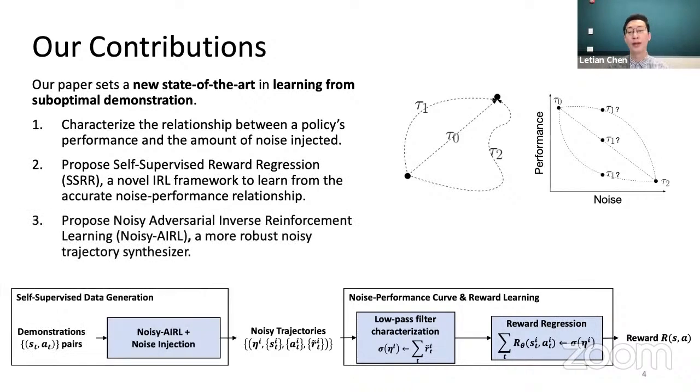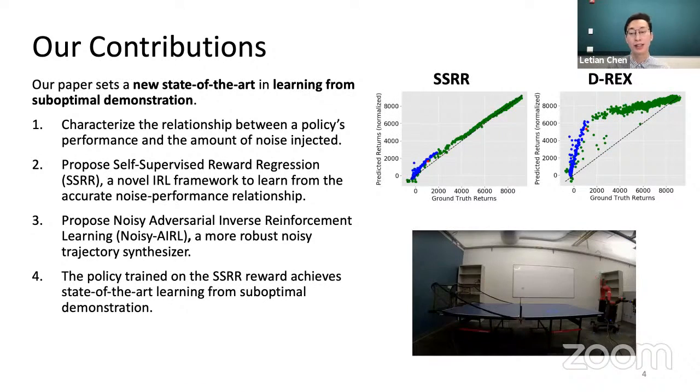We further propose a more robust noisy trajectory synthesizer, noisy DART, to handle covariate shift for both the policy and the reward of DART. Lastly, we show SSRR achieves a higher accuracy in reward learning, and the trained policy achieves a higher performance than suboptimal demonstration and previous state-of-the-art DREX. We also demonstrate our algorithm in a robot table tennis topspin strike task as shown in the video.